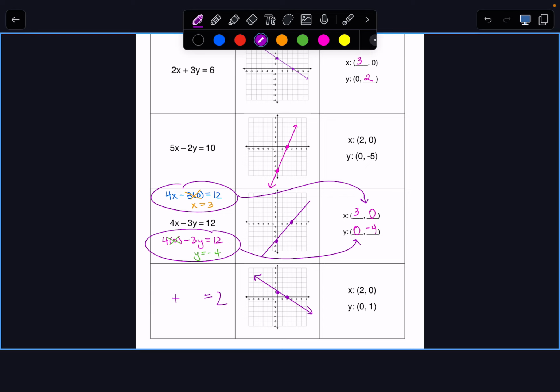Because 2 times 1 is 2? Okay. And then you knew that the 2 needed to be with the y and the 1 needed to be with the x because of these numbers over here. Okay, so this is harder than anything I'm going to ask you to do.